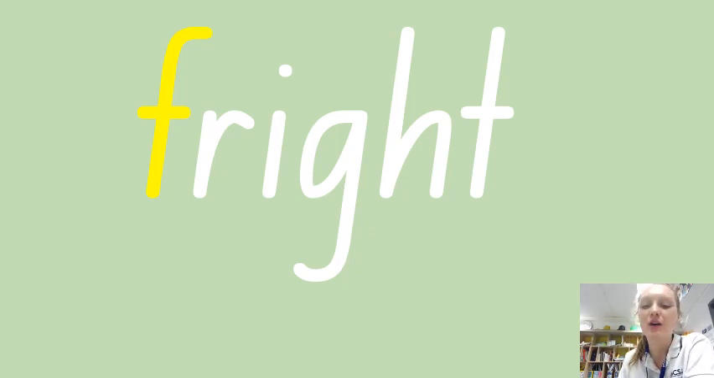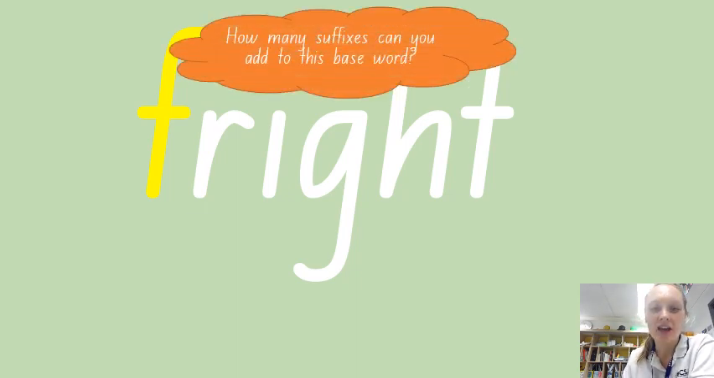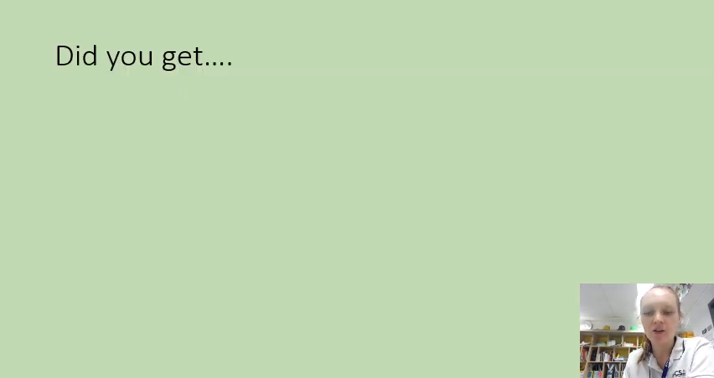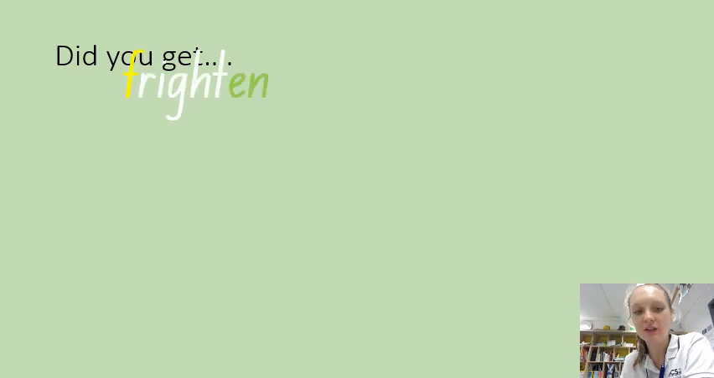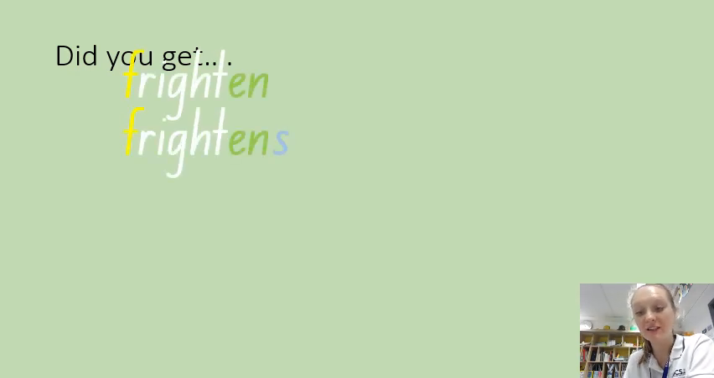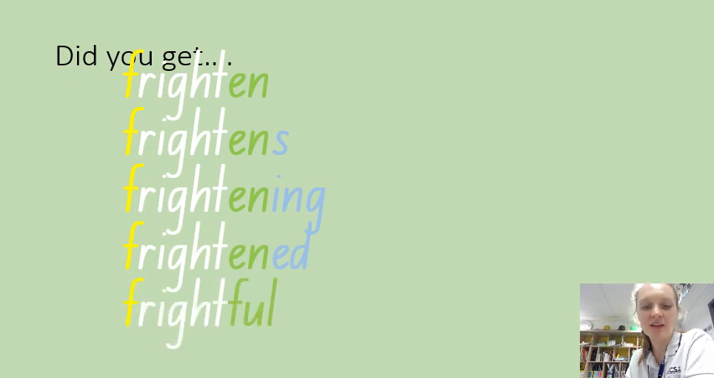All right, we are going to say some words and blend some words together. Okay, so we have fright. All right, how many suffixes can you add to this base word? So remember, suffix comes at the end of the word. So for example, frighten, frightening, frightened. Have a go. I'm thinking of frighten, frightens, frightening, frightened, frightful.